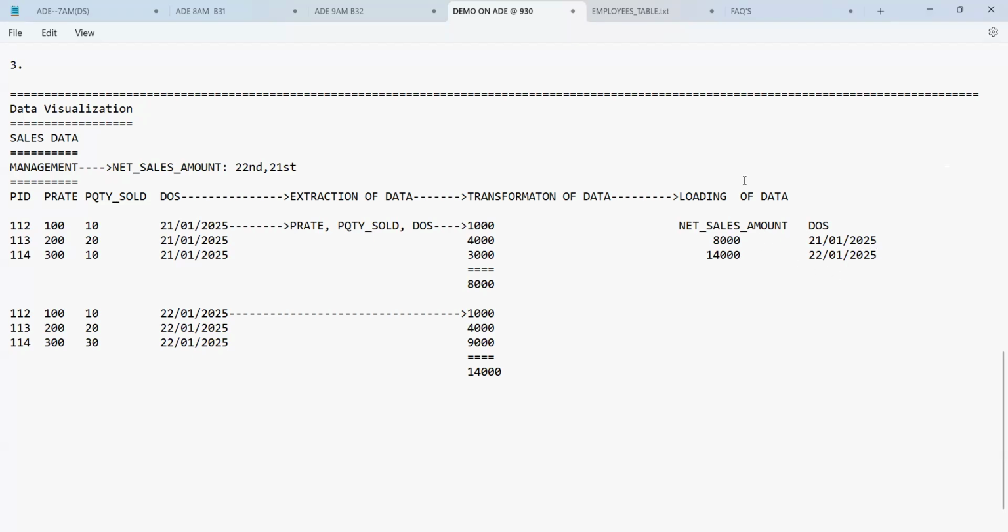Based on these, you can rule out which day's sales is more. Am I right? If you say bluntly, you can say the 22nd day's sales is more. But that is in case of only 2 rows. If you have 2,000 rows like this, can you decide it manually, guys?